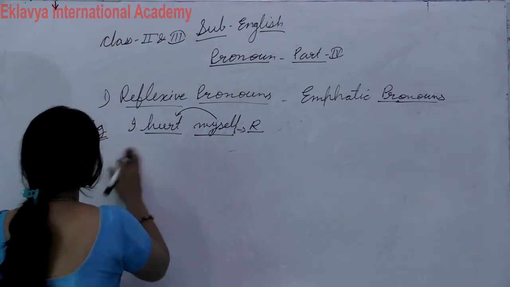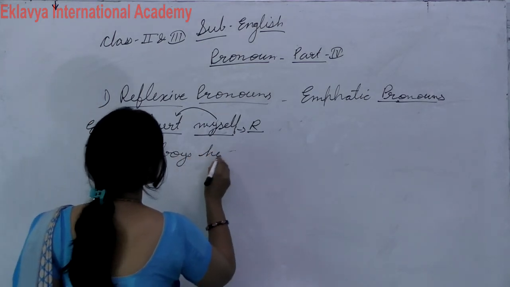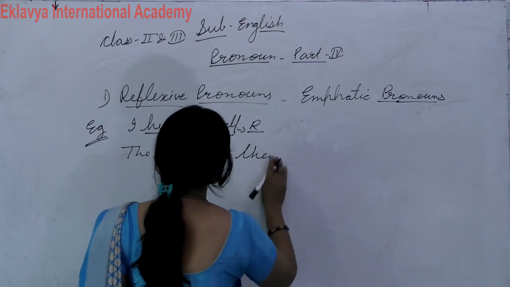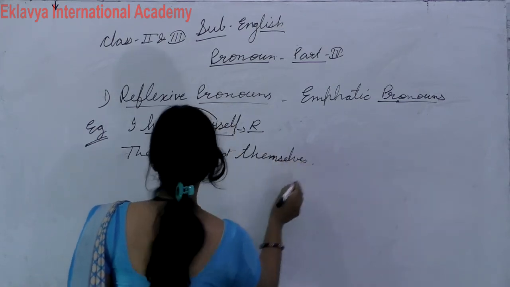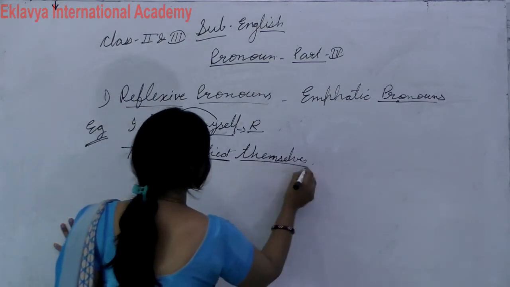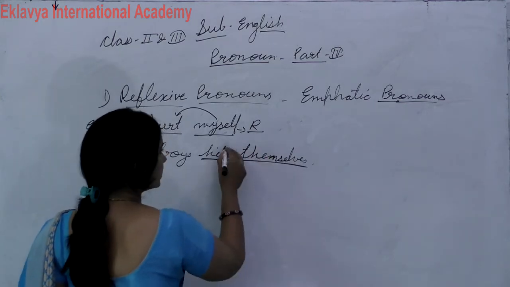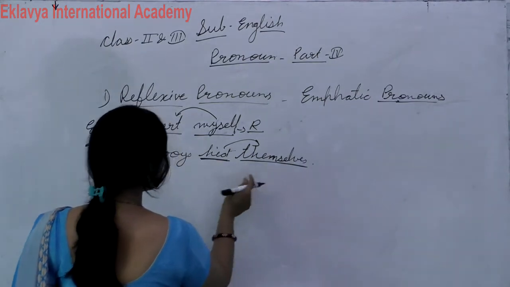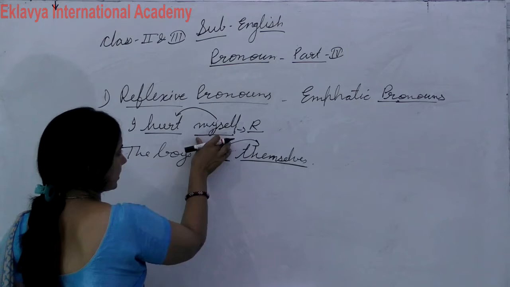And: the boys hid themselves. Listen, this is the verb and the reflexive pronoun is used after the verb. So you can say this is a reflexive pronoun. Now you can find out its object also. Hurt whom? Myself. Hurt oneself.